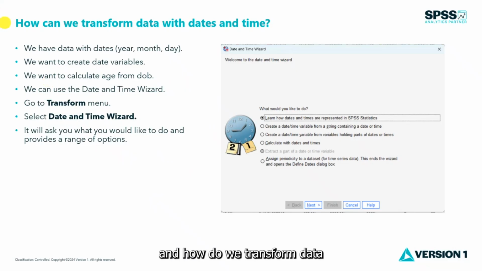So how do we manage and transform data that has dates and times? Well, in this example, I have data with dates and I have information on the year, the month, and the day. And I actually want to create a date variable from this, and then I want to calculate age from date of birth. Now to do this, I'm going to use the date and time wizard.